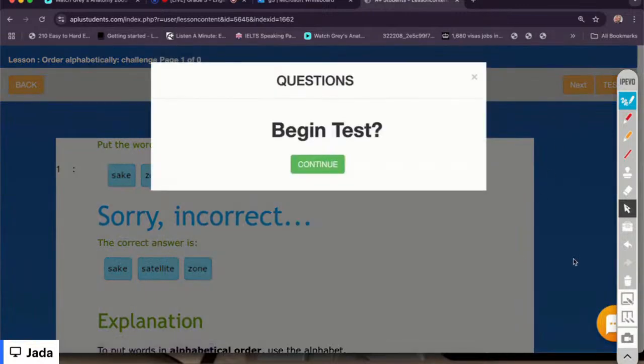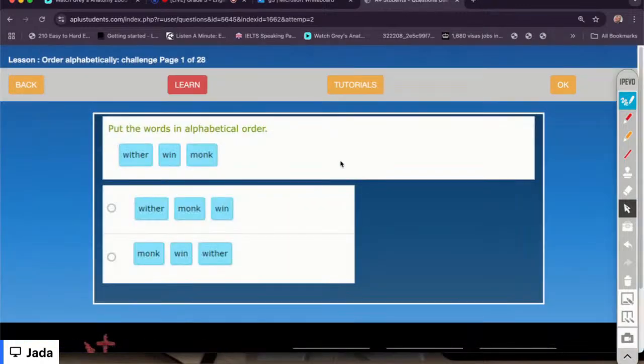All right, so we'll move on to this one. So of course it's still the same thing. It's just to order it alphabetically, if it's the first letters or the second or the third. So we have to put the words in alphabetical order. We have wither, win, and then monk. Which is the right order?